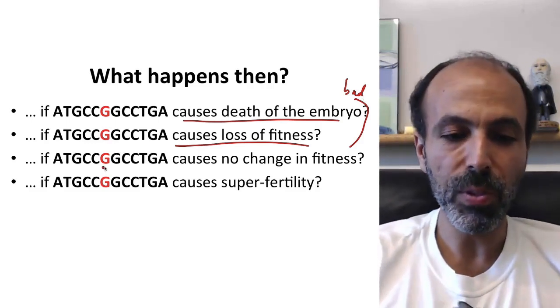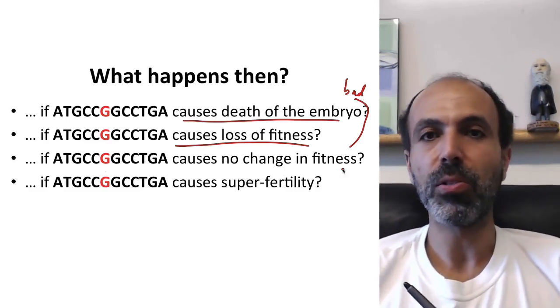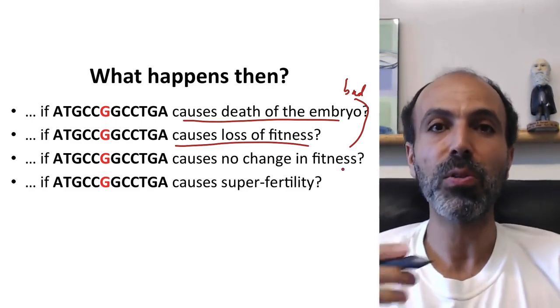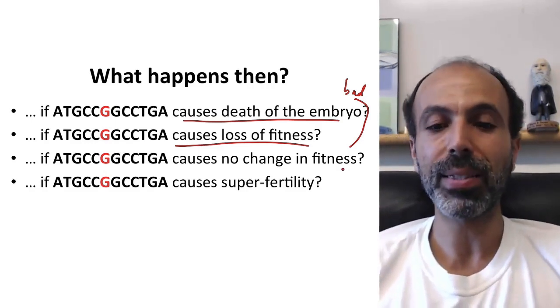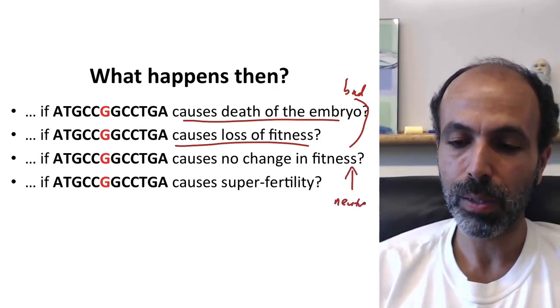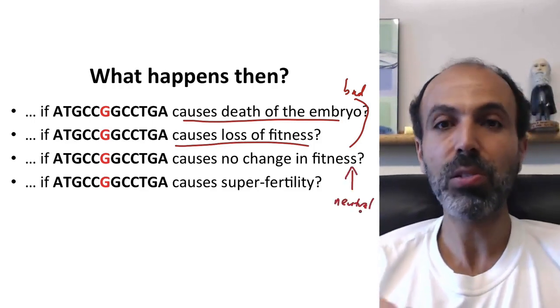Now, it could be that this mutation causes no change in fitness, that this mutation is just the same as the parent in terms of overall probability of passing on the genes. So this would be what's referred to as the neutral category. And finally, maybe it causes superfertility.